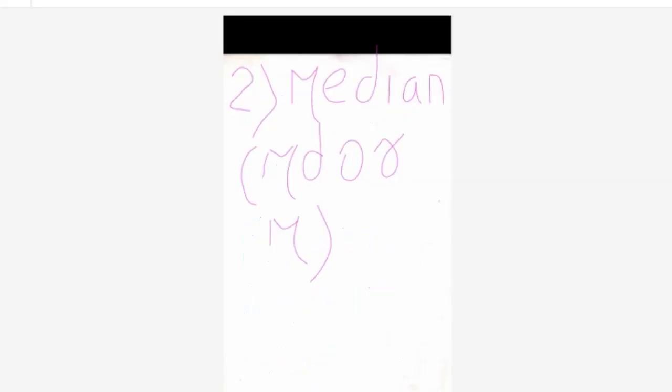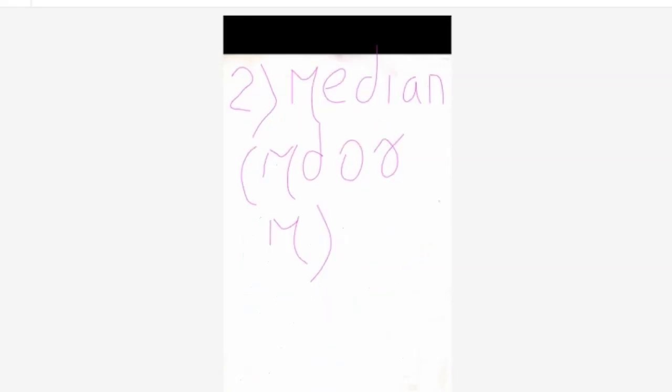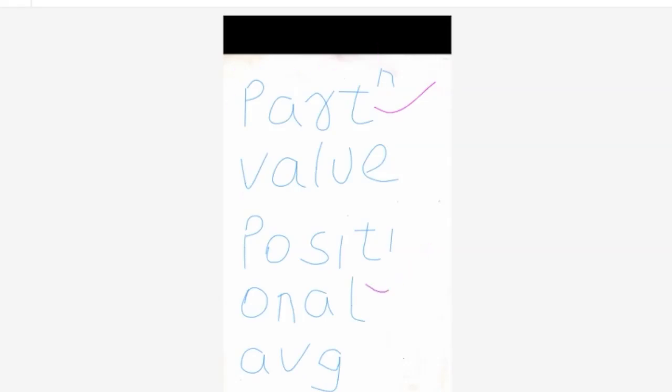In the second example, suppose the number of observations is 11. With respect to 11 observations, tell me, what will be the median? Correct, the median will be the sixth value. Whatever will be your sixth value, that will be your final answer.